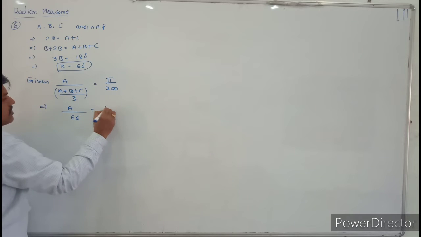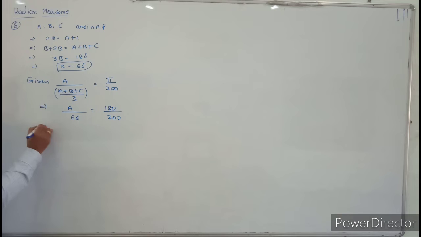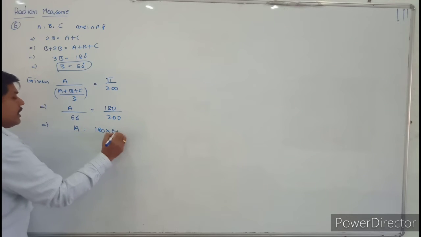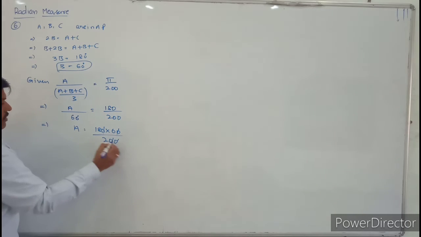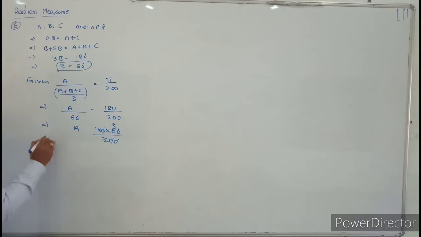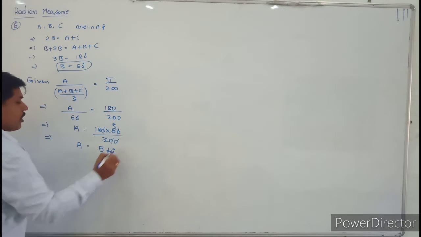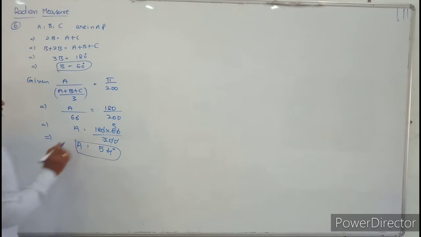That is pi is nothing but 180 by 200. So A is equal to 180 into 60 by 200. You can cancel these values, students, and also you can cancel for 3 times. So A is equal to 54 degrees. So B value is 60 degrees and A value is 54.